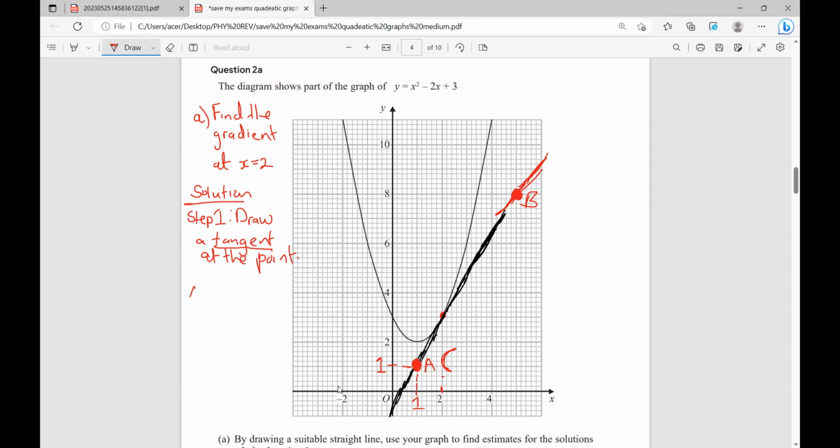So our point A is 1 and 1. Now we move on to point B. What is gonna be the coordinates of point B?